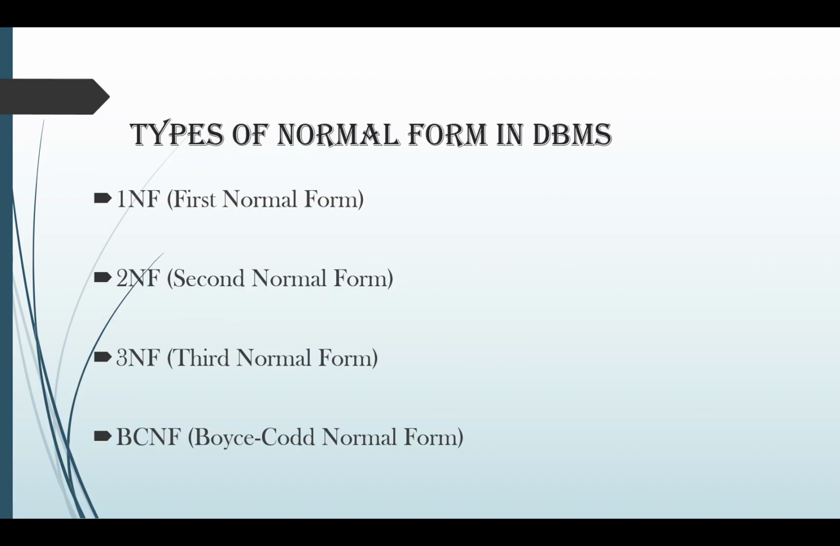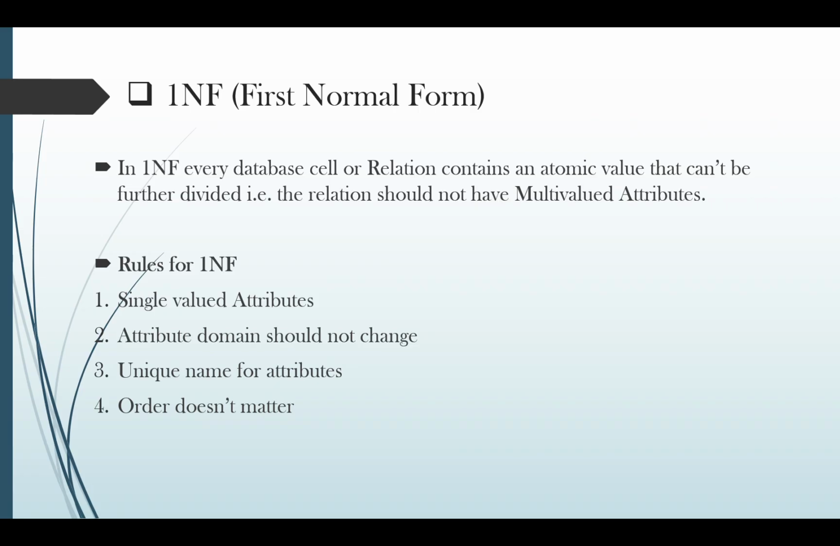So, the types of normal form in DBMS are 1NF, that is first normal form, 2NF, that is second normal form, 3NF, that is third normal form, and BCNF, that is Boyce-Codd normal form. In this video, we are going to see these three normal forms, that is 1NF, 2NF, and 3NF. First of all, we will see 1NF, that is first normal form.